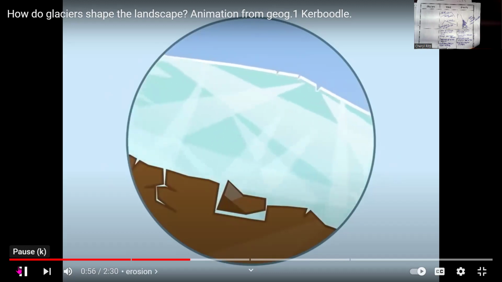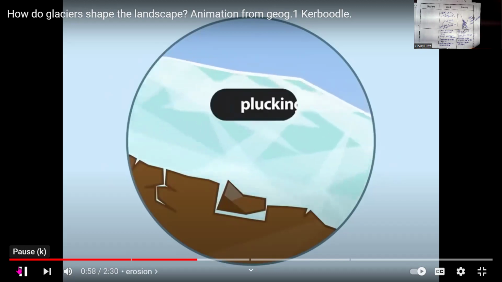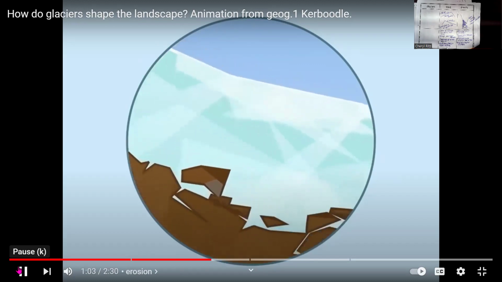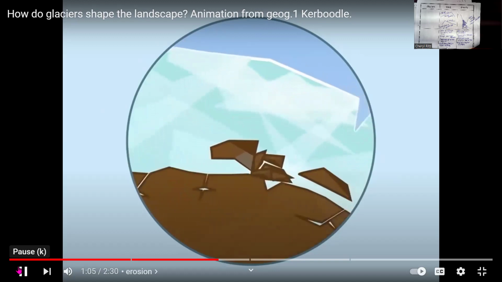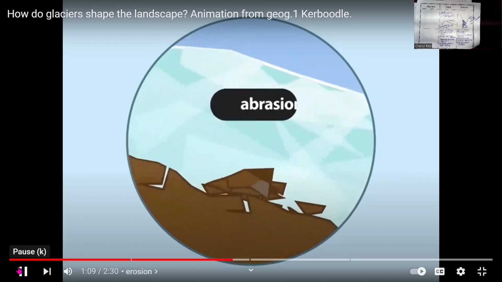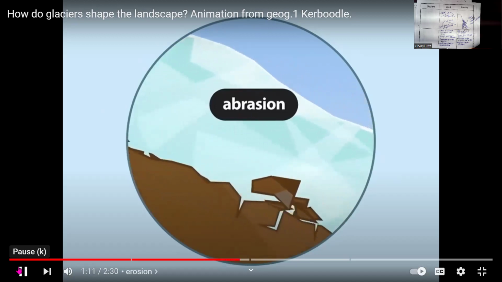Come loose, and the glacier pulls them along with it. We call this plucking. Ouch. Plucks it up and moves it These somewhere. rocks and stones scrape along the glacier bed like sandpaper, taking more rocks and stones along for the ride. This is called abrasion. You can see how those rocks are.